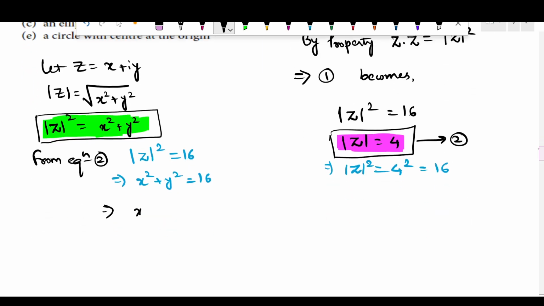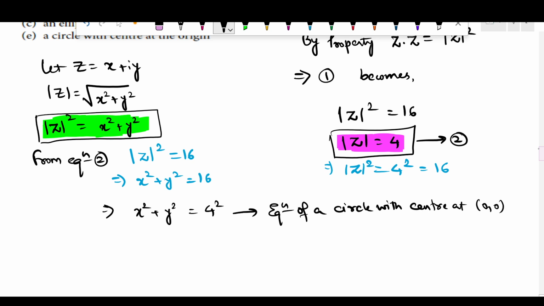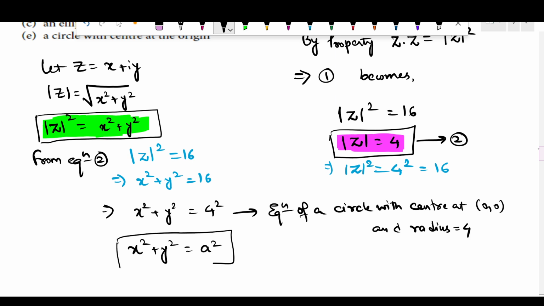Now this is of the form x square plus y square equals 4 square. Now this is the equation of a circle with center at 0 0 and radius equal to 4, right? Why? Because we know the form of a circle, x square plus y square equals a square, which represents the equation of a circle with center 0 0 and radius a, right?